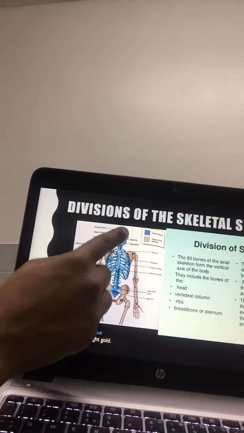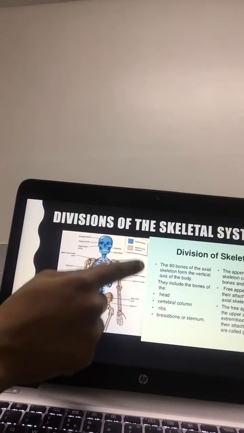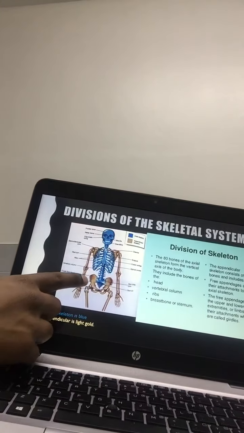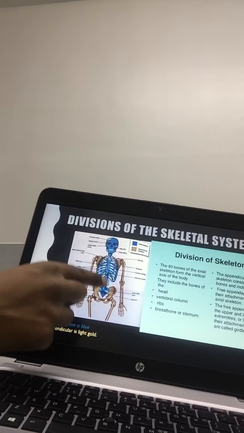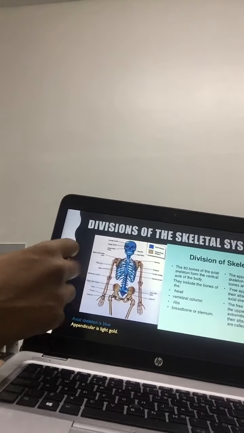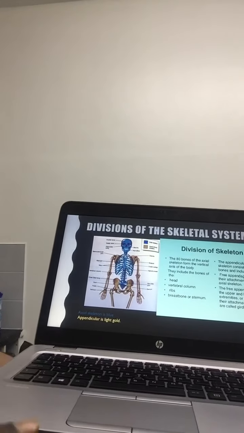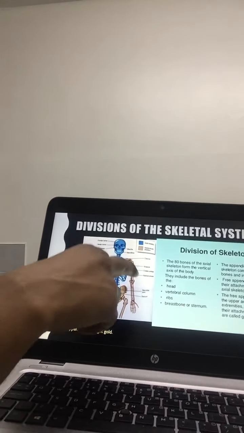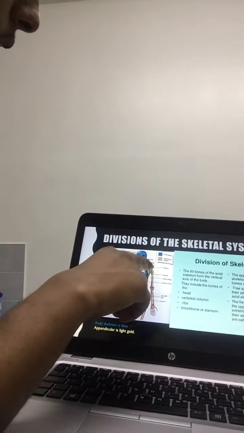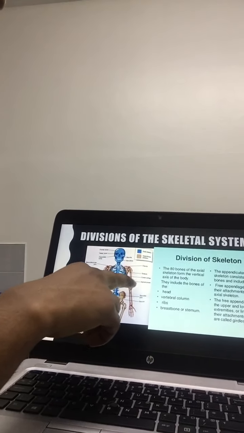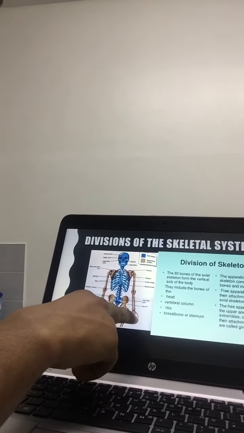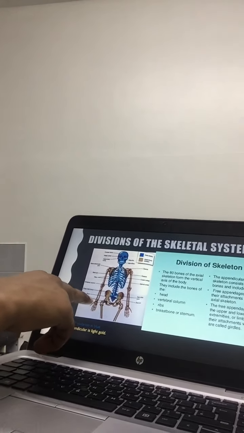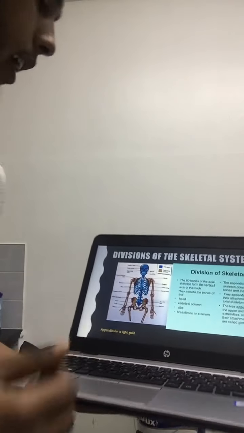As I already said, this blue part is the axial skeleton. So the skull, and then you've got the ribs over there, and this is the spine. The brown bit, as you can see, is the appendicular skeleton. So the clavicle, scapula, and then all the way down the joint, the pubis and the ilium and the hip bone, actually.